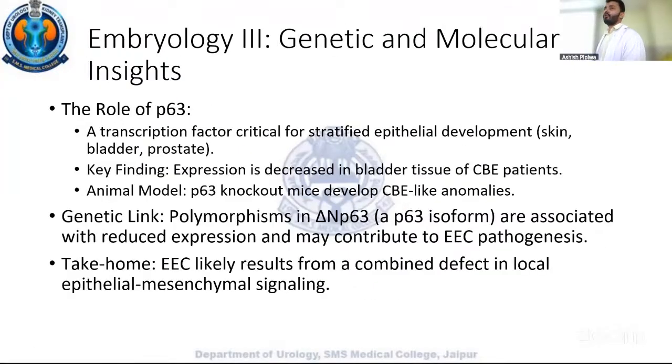Then comes the role of the P63 gene. It is a transcription factor that is critical for stratified epithelial development, that is skin, bladder, and prostate. Its expression is decreased in bladder exstrophy. In the animal model, P63 knockout has been tried, which leads to exstrophy-like anomalies. And polymorphism in the delta N P63 gene, which is an isoform of P63, is associated with reduced expression and may contribute to exstrophy epispadias pathogenesis.